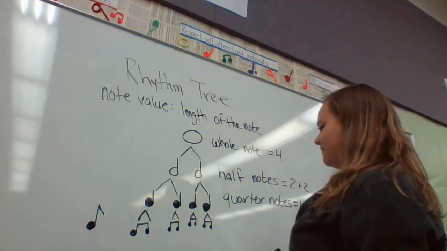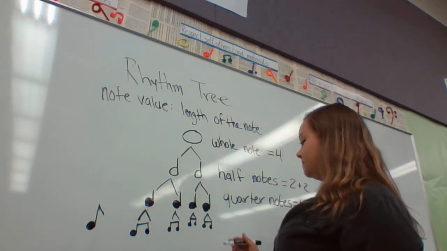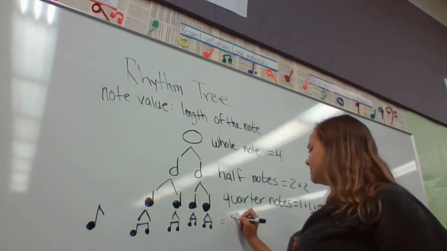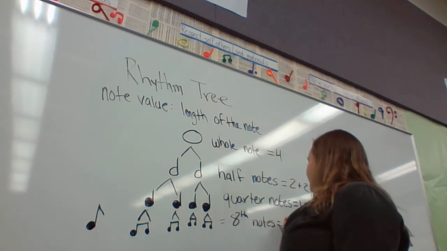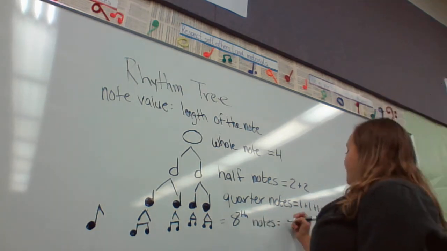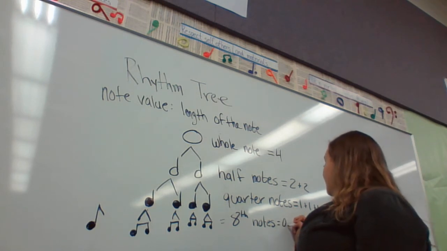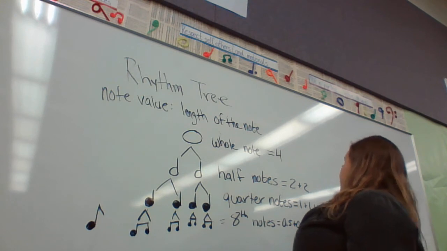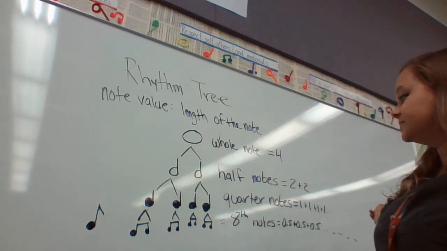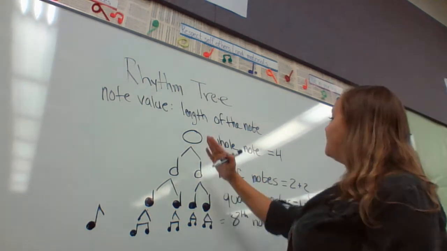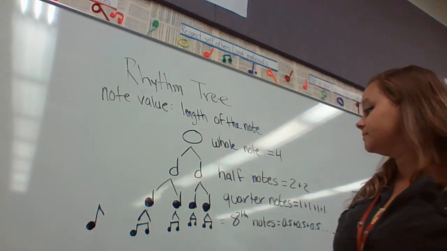Okay, so we have not quite to scale eighth notes. And if you're following along with the math here, that means that each eighth note gets half of a beat. And we can keep going and going and going. 8 of those, okay? These still add up to 4 beats, don't they?